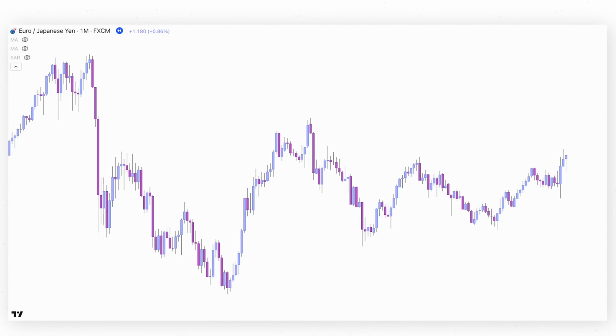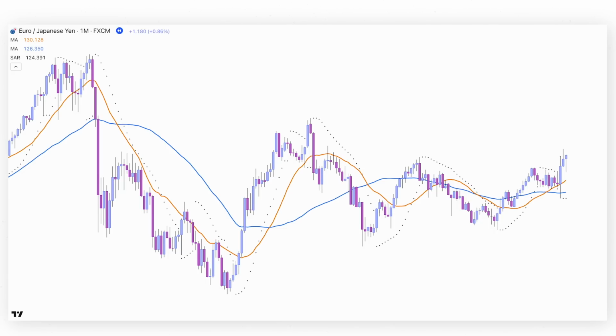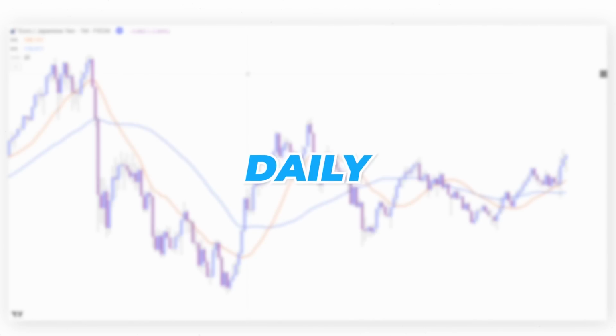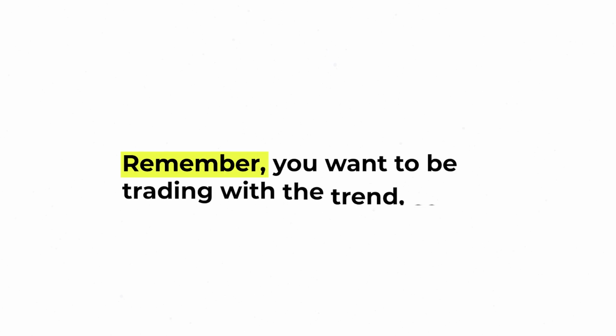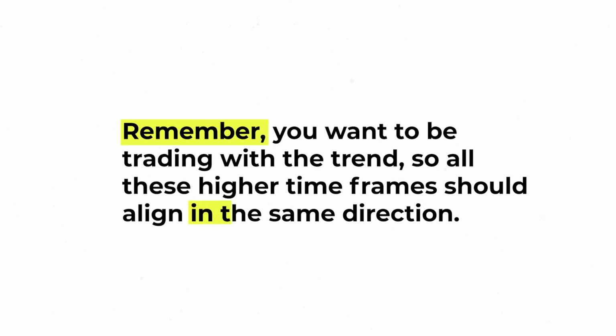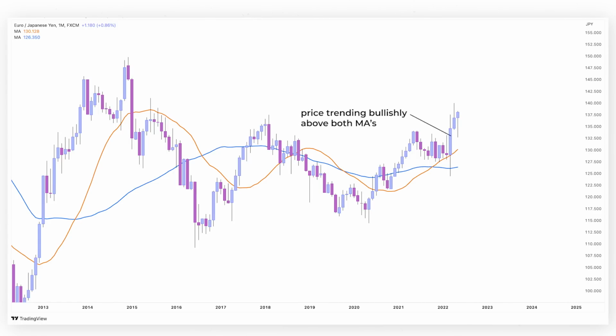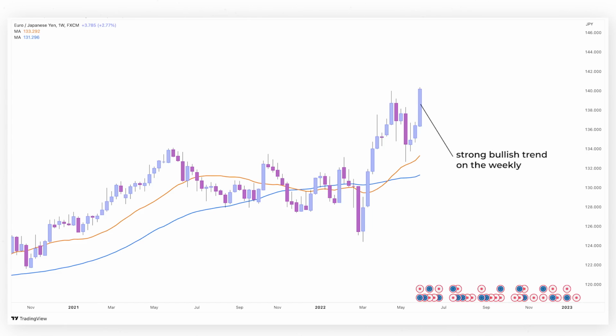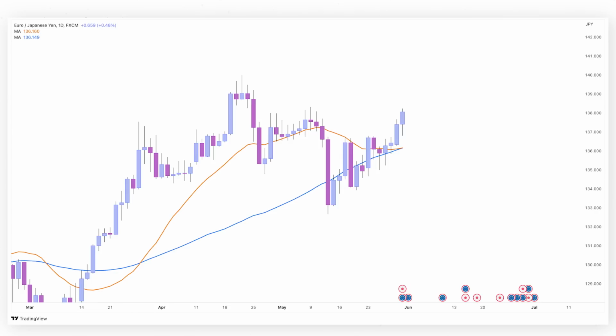First things first, add both the moving averages and Parabolic SAR to your chart. But for the sake of clarity, we're going to initially turn off the Parabolic SAR while we assess the overall trend using only the moving averages on the higher time frames such as monthly, weekly, and daily charts. Remember that you want to be trading with the trend, so all these higher time frames should align in the same direction. So for example, if you're looking to enter a long trade, the price should be above the moving averages on all these time frames, and vice versa for a sell.